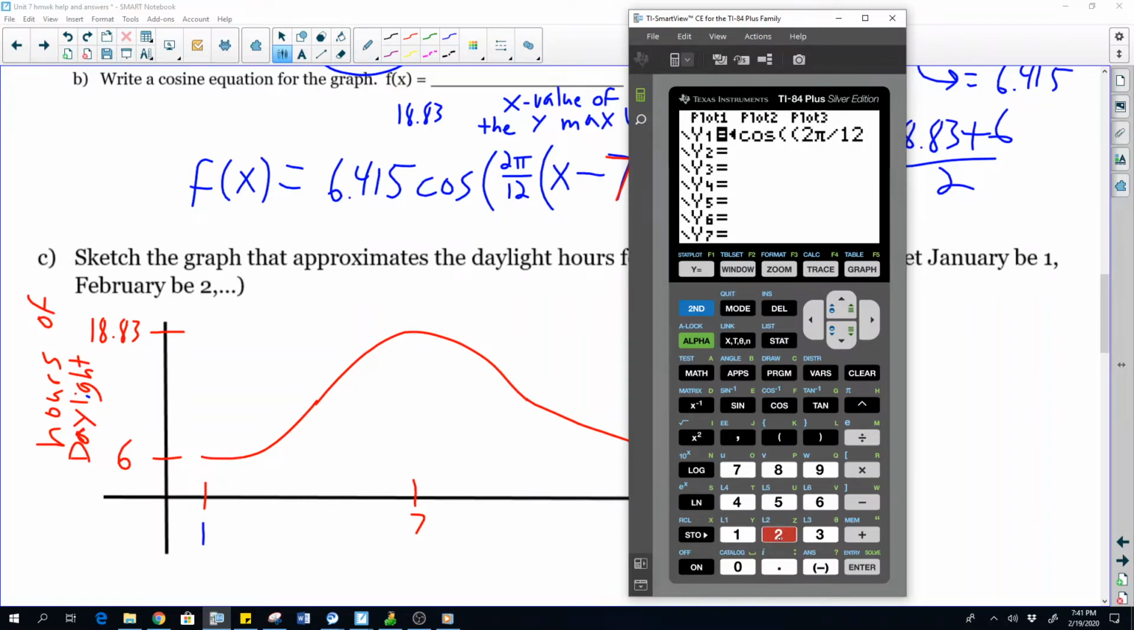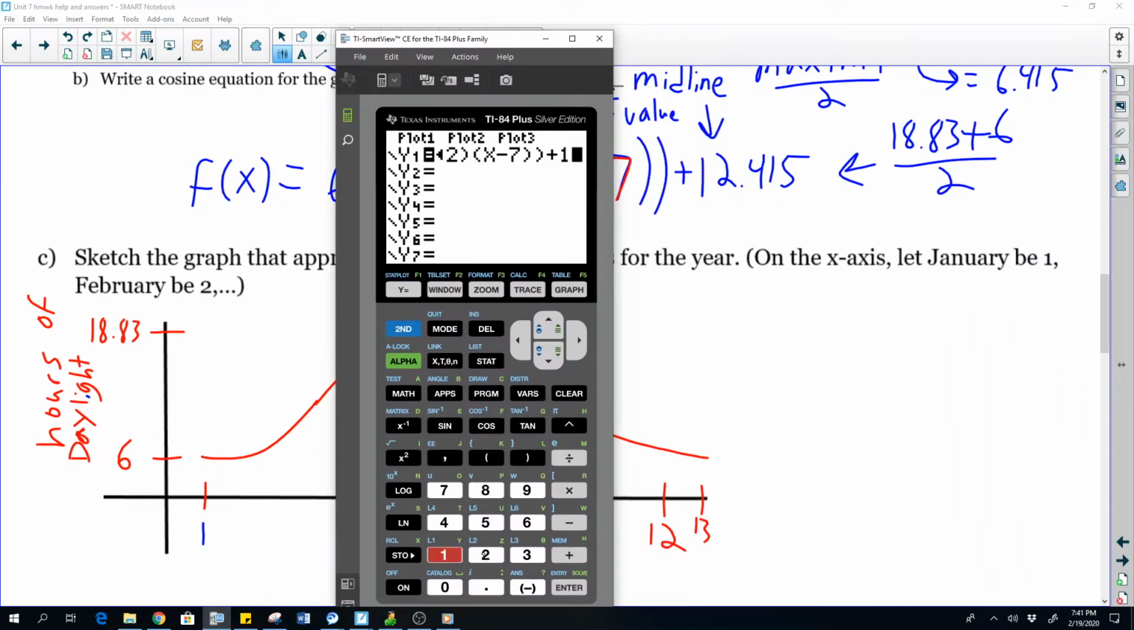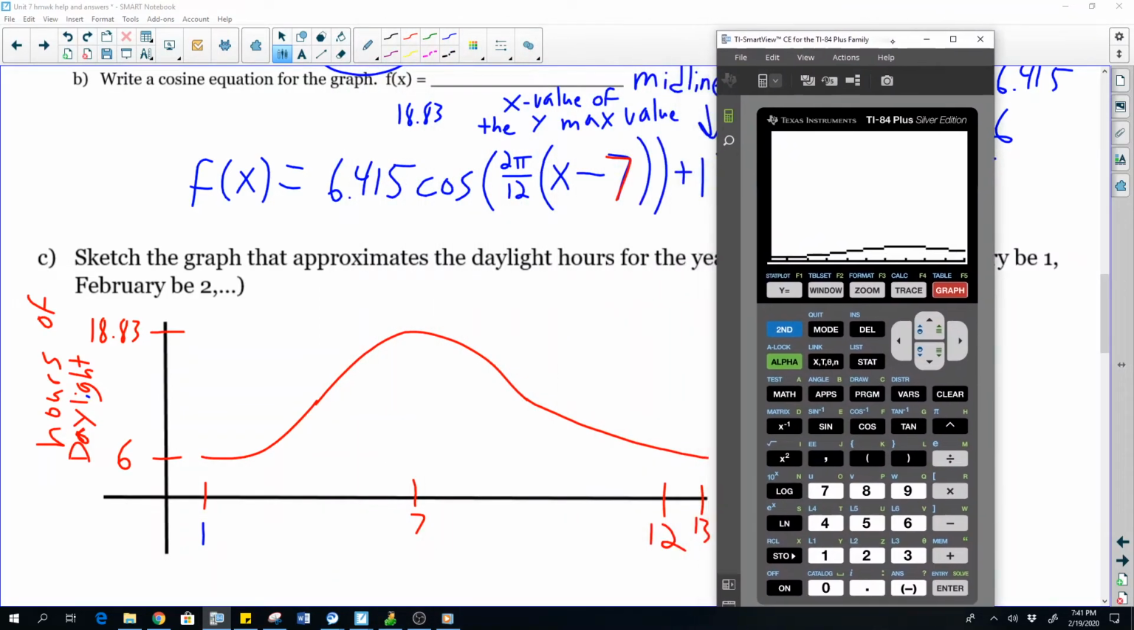And then close parenthesis, open parenthesis. We're going to times that with our x minus 7. With our phase shift for this problem, having a peak in July, not June. Awesome, because that's the shift, right? You're shifting over 1 because of January, and also the peak is in July, not June. And then we're going to close one more parenthesis there. And then we'll go ahead and add our midline, which was 12.415.